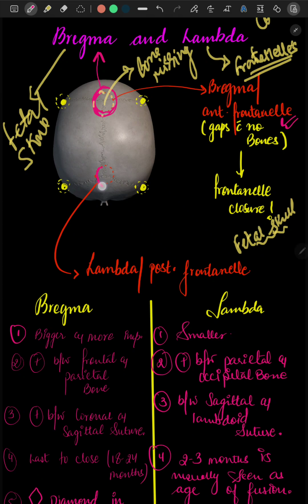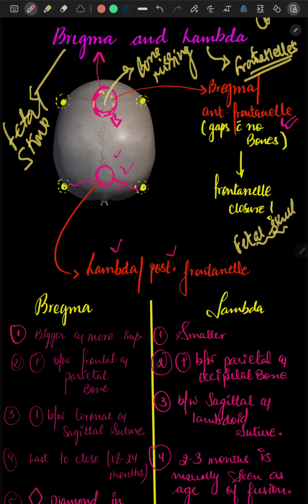Now here in the posterior region, similarly in between your parietal and the occipital bone, in the lambdoid suture region, there is going to be another fontanel, and this is said to be lambda or the posterior fontanel. So two fontanels are very clear till now. One is bregma, another one is lambda, okay?